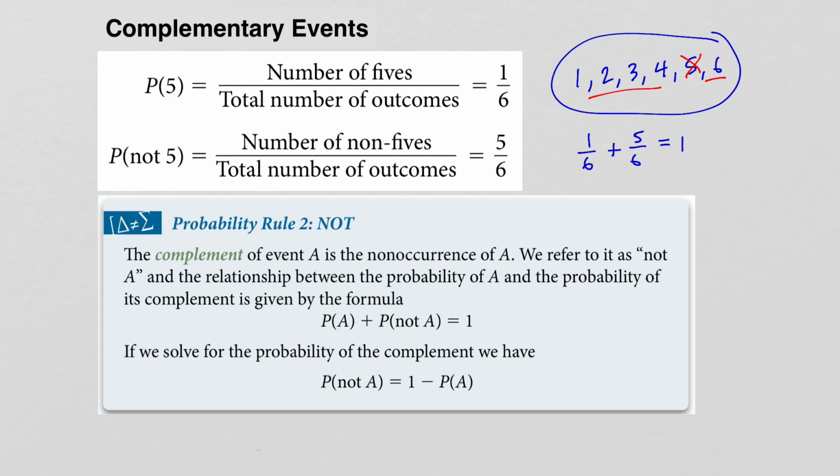So we have another rule for probability. It's called the not rule. First of all, the complement of event A is the non-occurrence of event A, and we refer to it as not A. The relationship between the probability of A and the probability of its complement, not A, is given by the formula: probability of event A plus the probability of not event A is always equal to 1. And if you solve this for the probability of not A, you get 1 minus the probability of A.